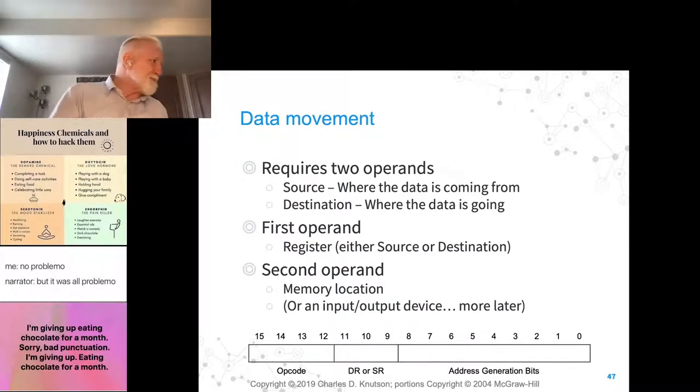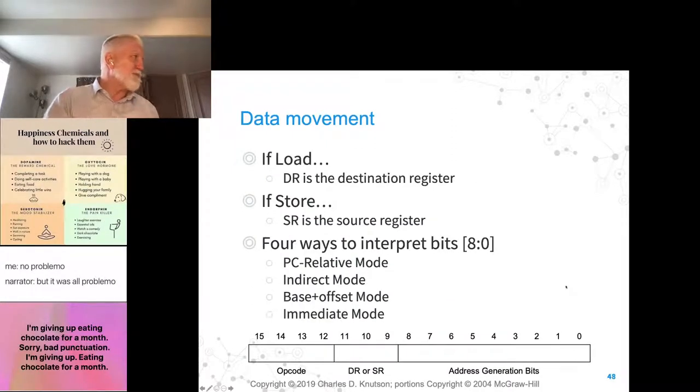Addressing mode. Okay. So here we go. This I already said, right? If it's a load, then that's the destination. If it's a store, it's the source register. That's not important, other than just to know that if I'm loading from memory into a register, I do need to know what register, and it'll be pretty obvious. You don't have to memorize that. It'll jump out pretty quickly. Okay.